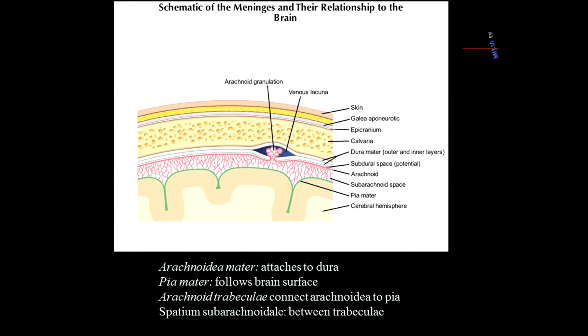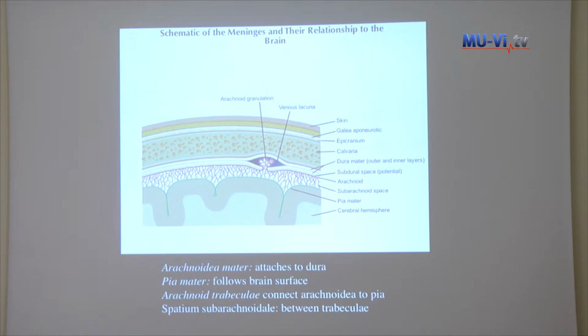On this cross section, we see the other membranes. So this is the skin, this is the skull, this is the double-layered dura mater. And then we have the second membrane. It's called the arachnoidea mater or arachnoid. You see it's closely adherent to the dura mater. And this is the pia mater, you will know that one, which follows the brain surface precisely. It follows the gyri, it follows the sulci.